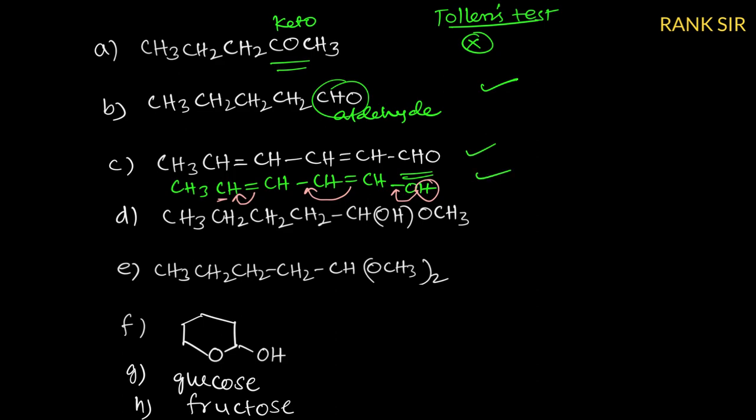Now you observe this one. On this carbon, one hydroxy group is there and one methoxy group is there. It means an alkoxy group type. Then this is called a hemiacetal.